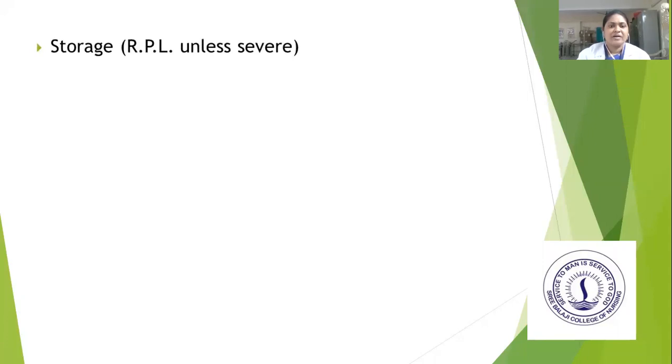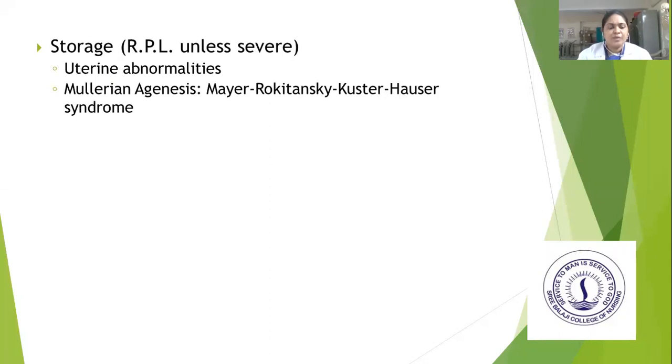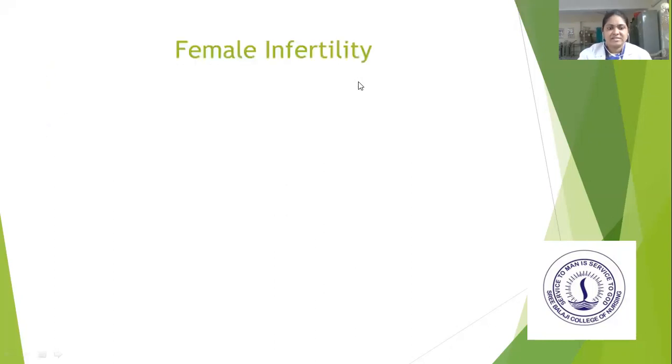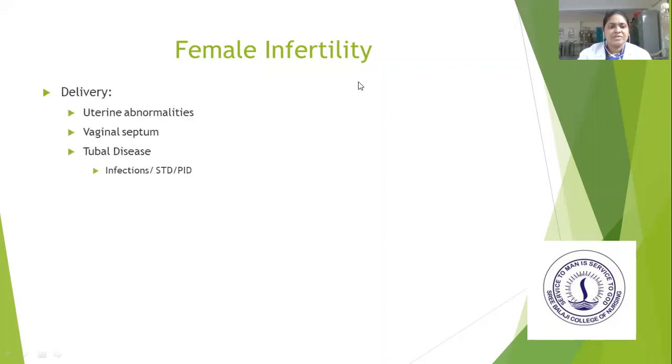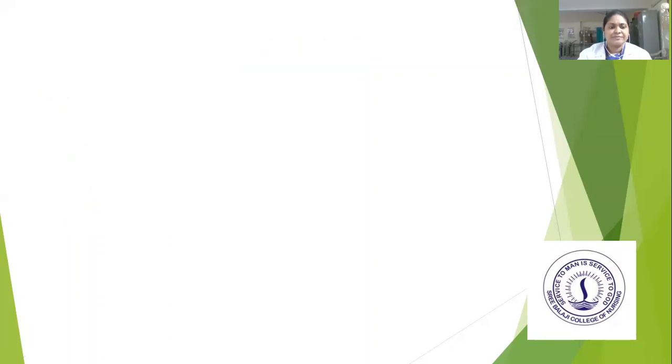Next are uterine abnormalities such as Mullerian agenesis, that is Mayer-Rokitansky-Küster-Hauser syndrome, leiomyoma, and luteal phase deficiencies. Then what else? The uterine abnormalities, vaginal septum, and tubal disease such as infection, STD, PID, ruptured appendix, septic abortion, endometriosis.